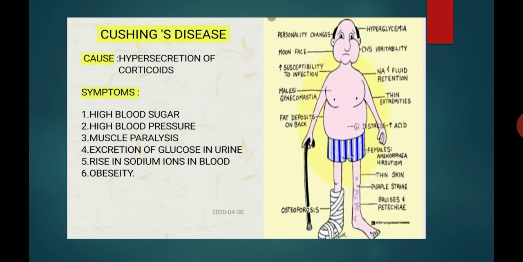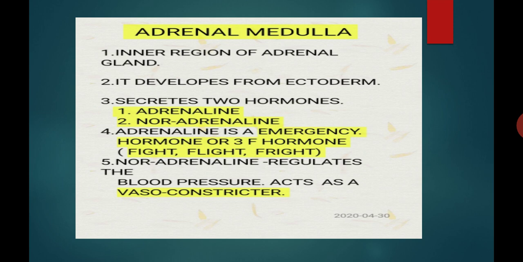Student, now we start with the adrenal medulla. As you know, the adrenal gland consists of two regions. Outer region is called the cortex, inner region is called the medulla. So medulla is the inner region of the adrenal gland. It develops from the ectoderm. That means it is ectodermal in origin.